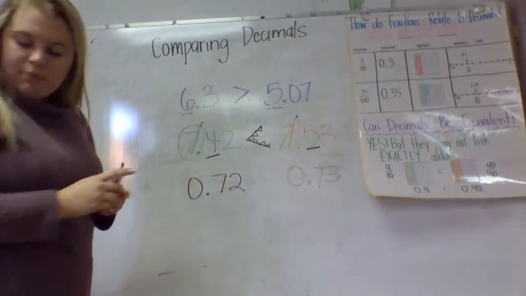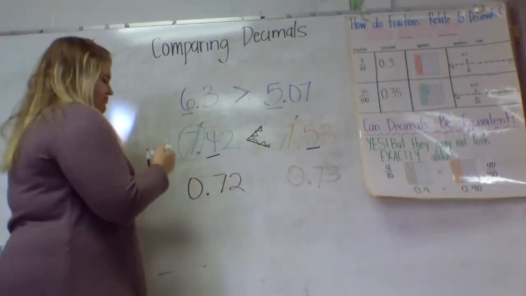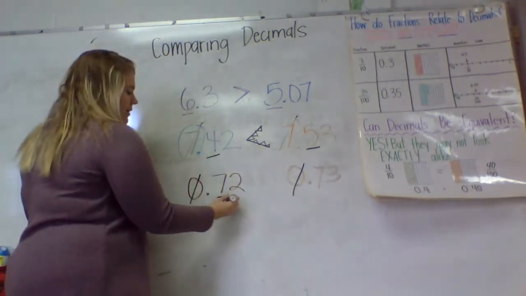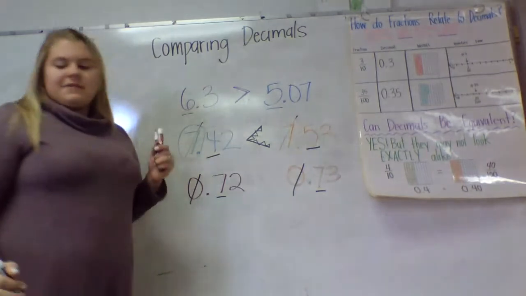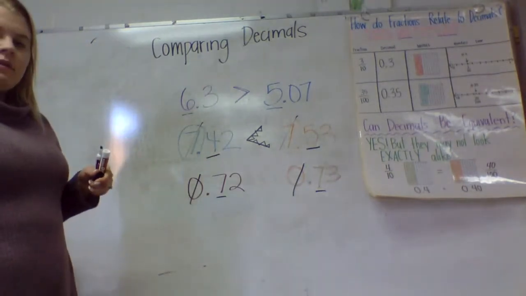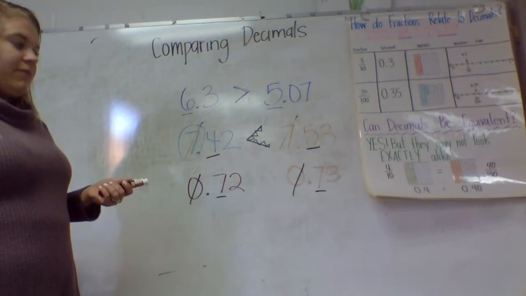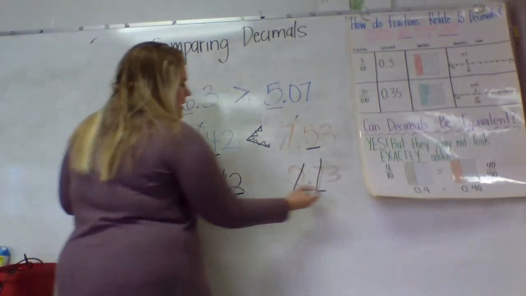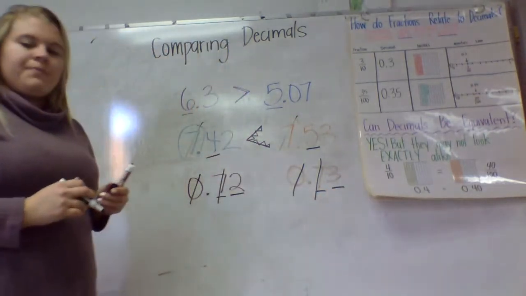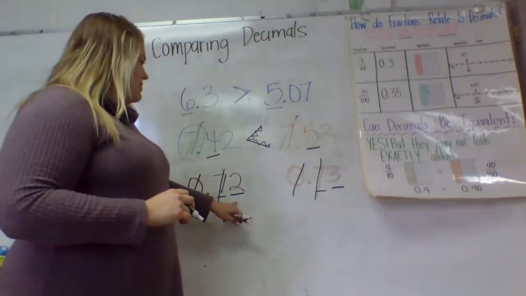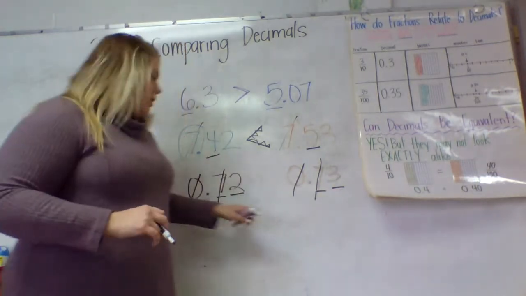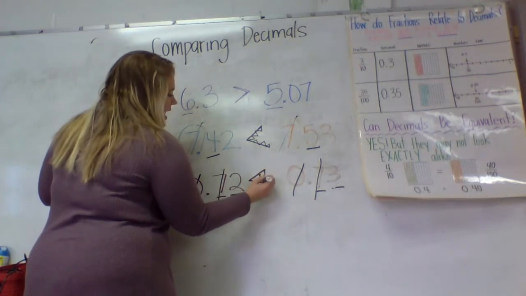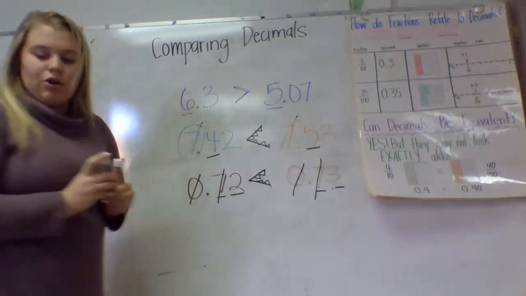So I know my whole number's the same. My whole number's 0. So that's not going to do me any good. So I can get rid of that. Then I look at my next biggest number, my tenths. Well, they're both 7s. So if they're the same, that's not going to help me out either. So I need to get rid of that. Then I look at my hundredths. I have 2/100 or 3/100. What's bigger, 2 or 3? We know the 3 is bigger. So that is going to be my larger decimal.